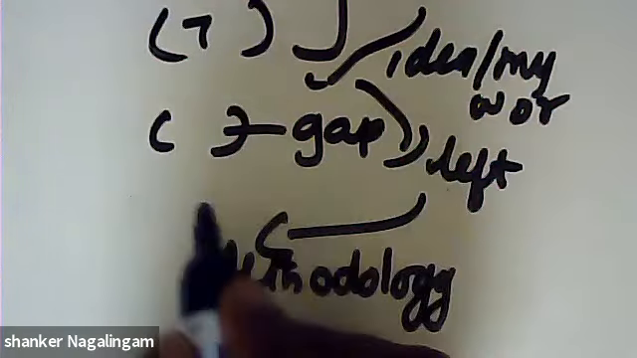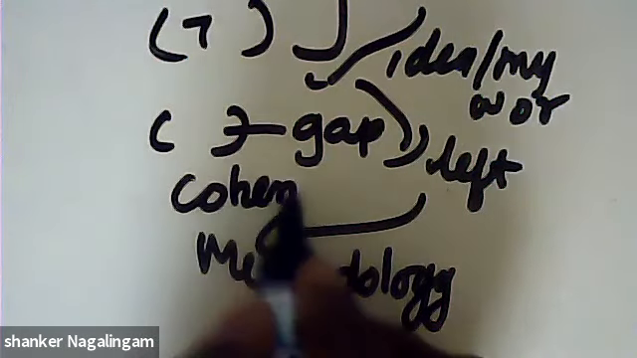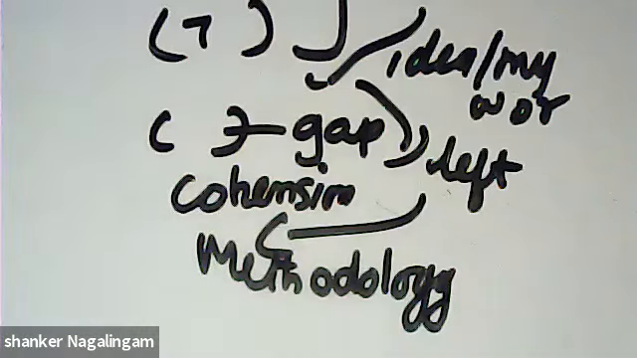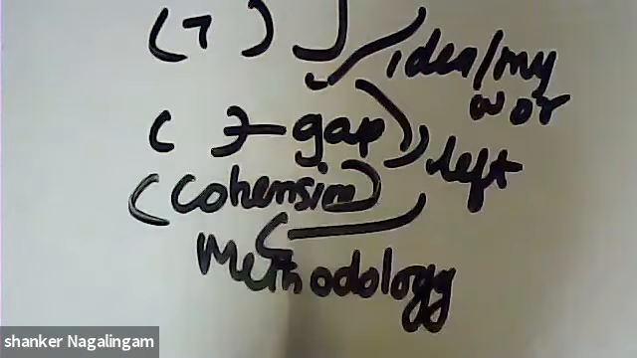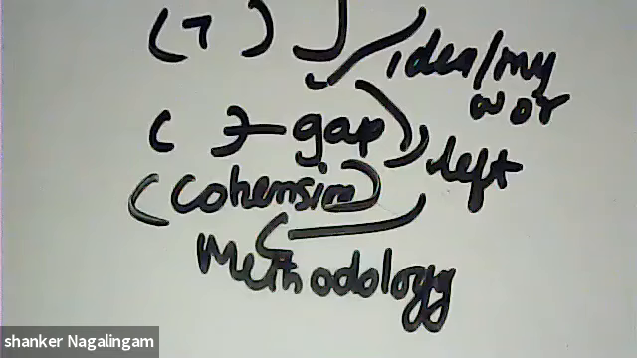Here starts your cohesion. Cohesion is linking and writing. Cohesion is a way of writing, logically connecting your literature review and methodology. See, this is very important when you do your literature survey.